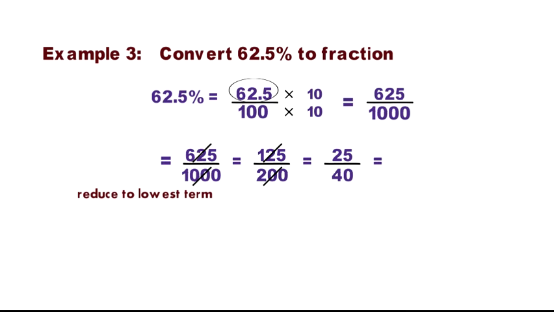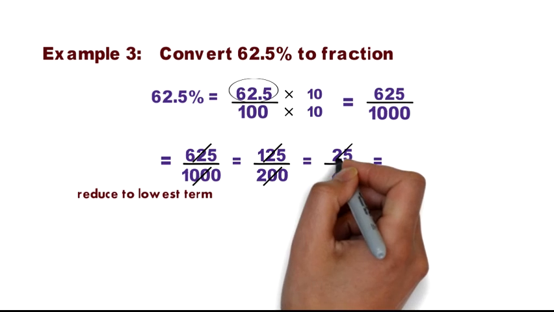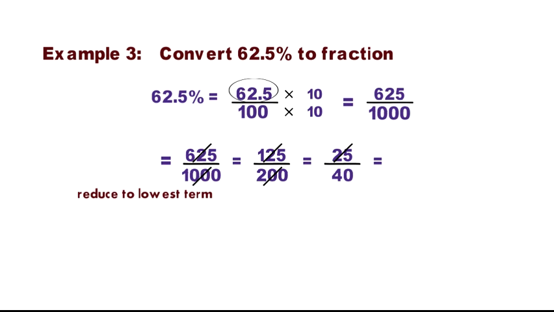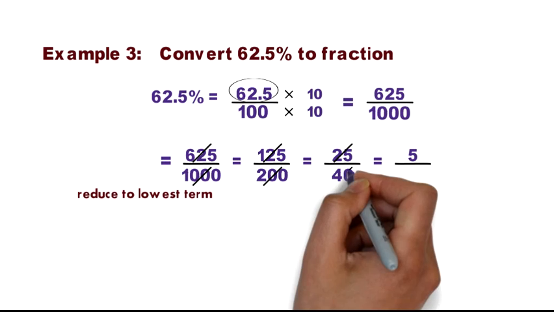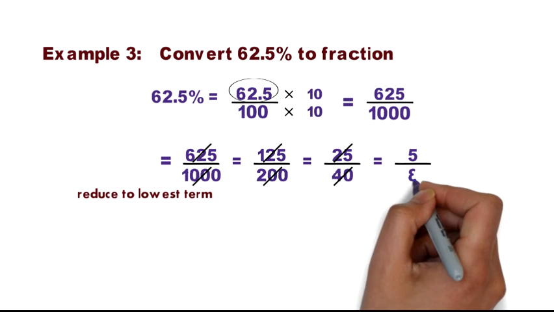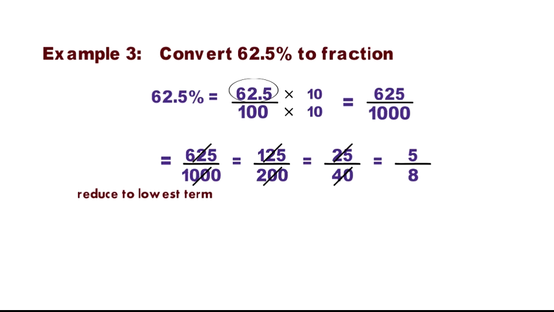Next, 5 can still divide 25 and 40. So, 5 divides 25 gives us 5. And 5 divides 40 gives us 8. Looking at the fraction, we can see no other number can divide both the numerator and the denominator. So, the answer is 5/8.